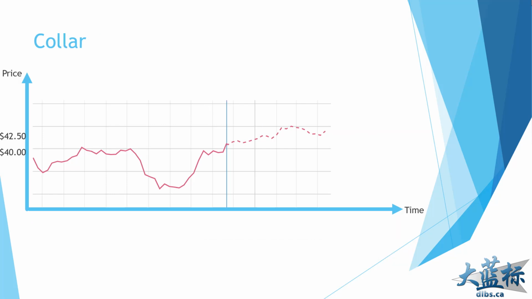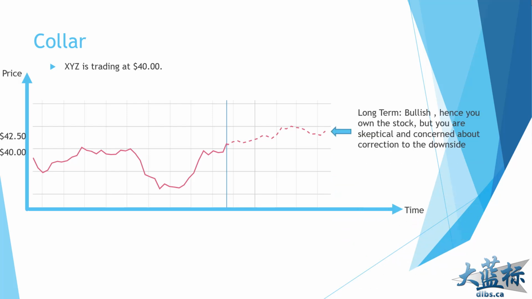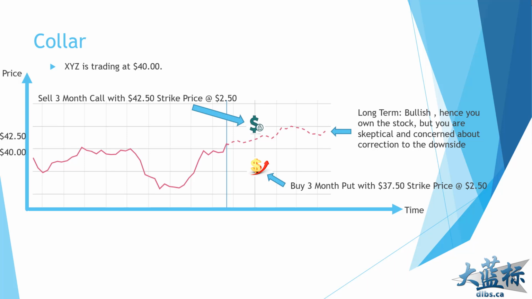And if you understand this, then we'll just add one more element. This is called the collar. So, same example, same stock trading at $40. You're long-term bullish, but you're a little bit concerned about maybe general market downturns, maybe market crashes. So you are still selling your 3-month call at this out-of-the-money $42.50 strike. You collect $2.50 in premium.